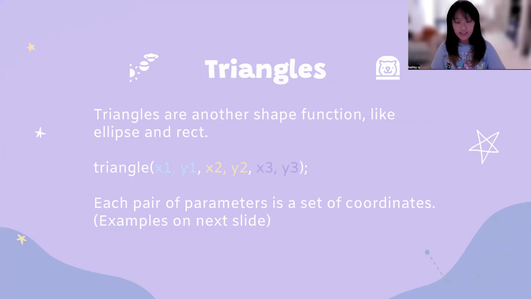The main difference is that we have pairs of coordinates rather than just one pair of coordinates and then the width and height. So each pair of parameters is a set of coordinates. You can see here x1, y1, that is considered one coordinate. And because triangles have 3 points, we have 3 pairs of coordinates.